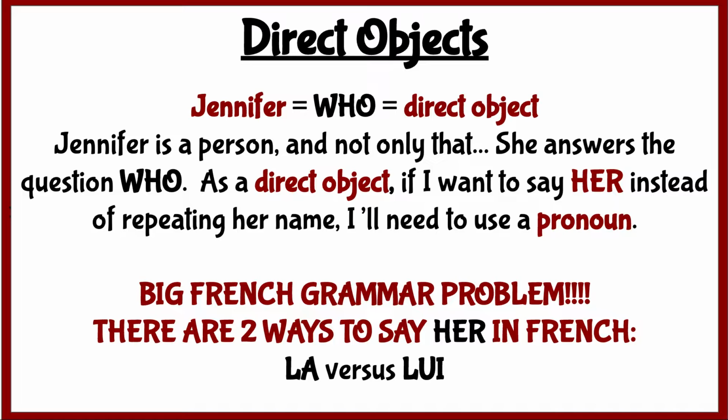So look at this. Jennifer, of course, we've decided Jennifer answers the question who, direct object. She's a person. Not only that, she answers the question who. And so as a direct object, if I want to say her, I don't want to be repetitive and just say, oh, I'm calling Jennifer, I'm going to talk to Jennifer about what we are going to do tonight, and so on and so forth. You need to use a pronoun. But here's what I was talking about. The big French grammar problem is that there are two ways to say her in French, okay? So that's what this video lesson is all about. There are two ways. You can either say lui or you can say la, okay?